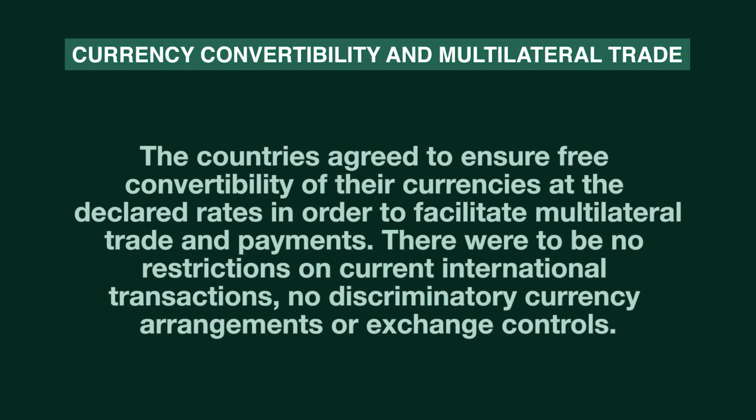Next, coming to currency convertibility and multilateral trade, this feature of the Bretton Woods system is related to the requirement of the adjustable peg. The countries agreed to ensure free convertibility of their currencies at the declared rates in order to facilitate multilateral trade and payments. There were to be no restrictions on current international transactions, no discriminatory currency adjustments or arrangements, or exchange controls. Finally, what we see is the collapse of the Bretton Woods system.